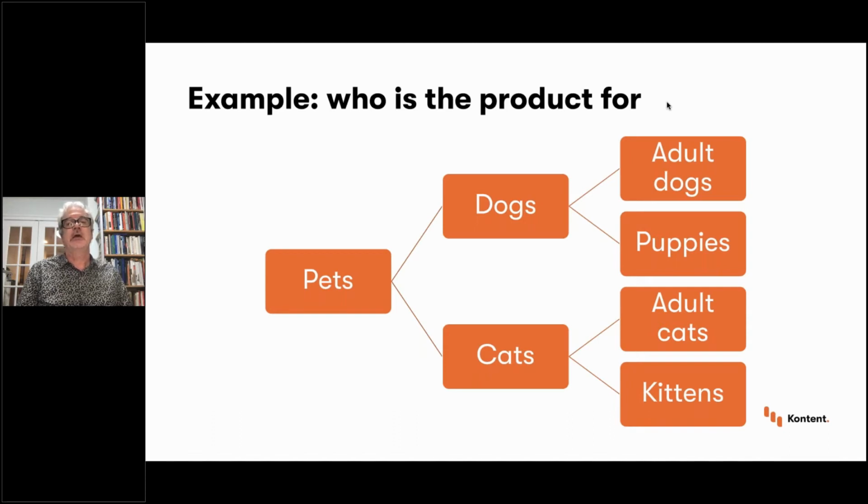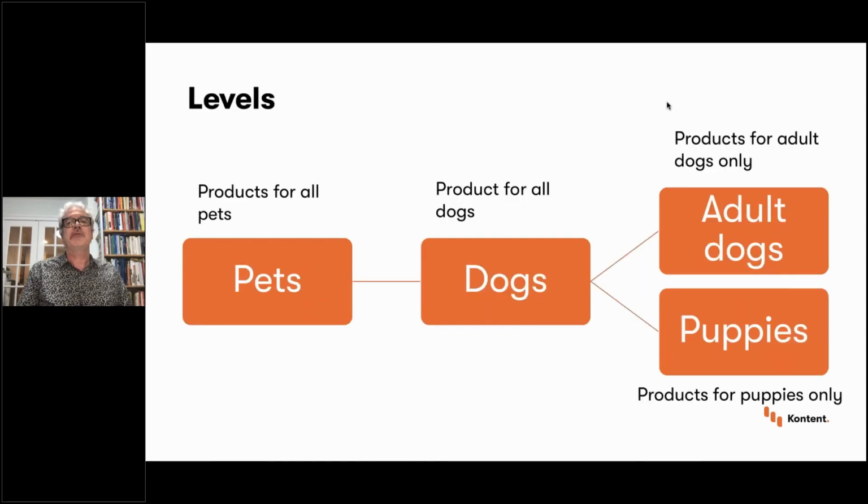So we have all pets at the far left, and then we break that down into dogs and cats. And dogs and cats, in turn, are broken out by their age. So here we have 3 levels in this example. The products that are for all pets might be something like a gift certificate that could be applied to any product. We have products that are for all dogs. And then you have products that are for adult dogs only and products that are for puppies only.